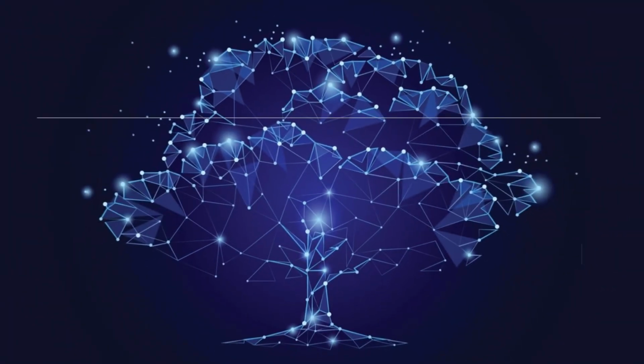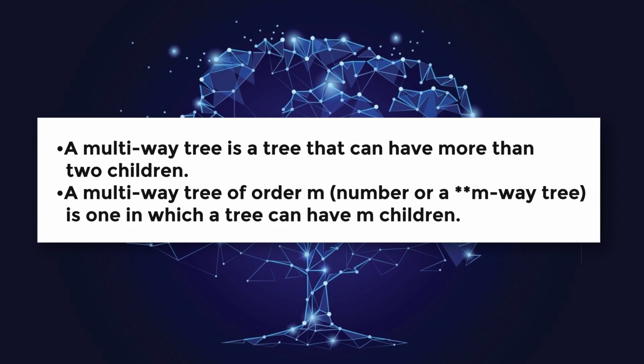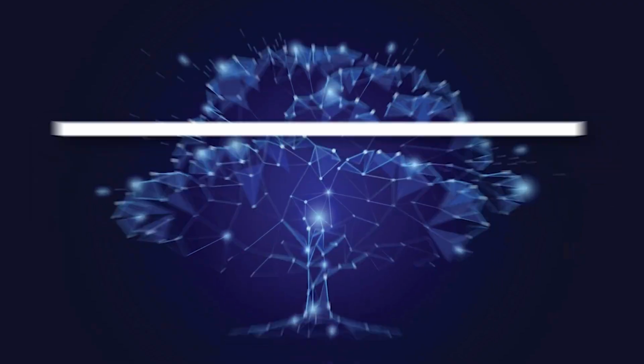M-way tree, whose full form is multi-way tree, is a tree that can have more than 2 children. A multi-way tree of order M. An M-way tree completely depends on the order. M represents how many children will be produced by a single node, either a root node or an internal node. So M is nothing else but a number, and an M-way tree is one in which a node can have M children. Later on I will discuss the role of M and how we put the value of that M.